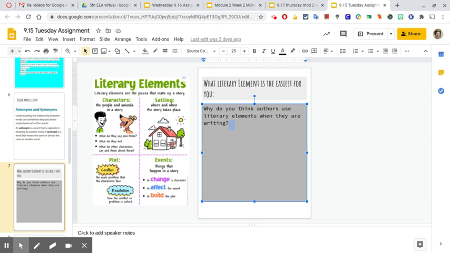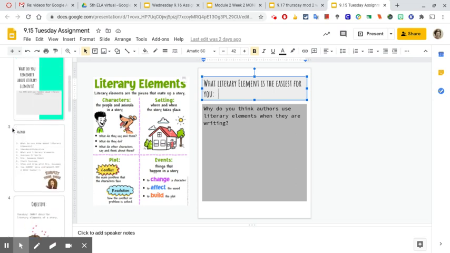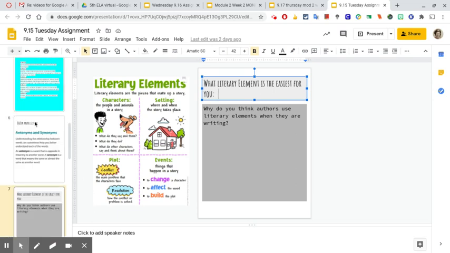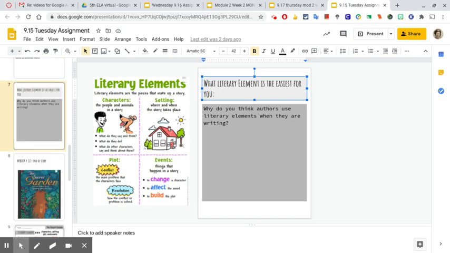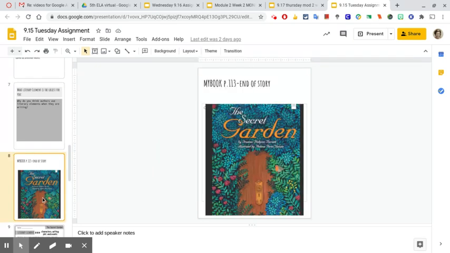And remember, events are changes in the character, changes in the mood, the plot changing. So I like to call it the beginning, the middle, and the end. So if you think about that. And this is worth 50 points today. So you should have done slide 2. I will be looking for slide 7, that you've done both of these. And also, here's the secret garden. You should be turning to that page again in your My Book.